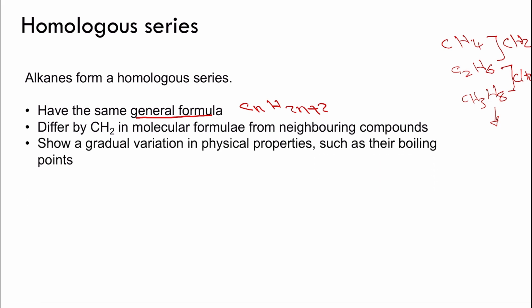They show gradual variation in physical properties such as the boiling and melting points. And when we discuss the physical properties of alkanes, we're going to see how they have gradual variation in their physical properties. They also all have similar chemical properties, and the main reason for that is because they have the same functional group, so they react similarly to each other. So they have similar chemical properties.